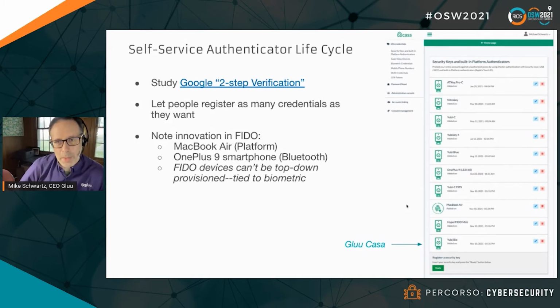But this is one of the biggest barriers to adoption of two-factor authentication, because companies and organizations know how to deal with a lost password. You send an email or you call an administrator, but how do you deal with account recovery for some of these stronger credentials is a big challenge. And I think that self-service must be a part of the equation. And there are open source tools like Casa that help you give this self-service capability to end users.